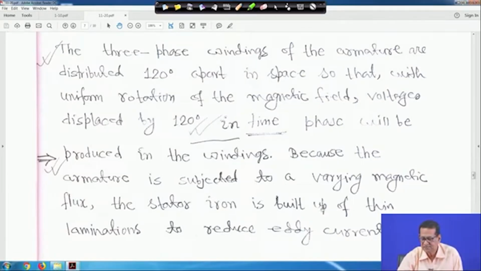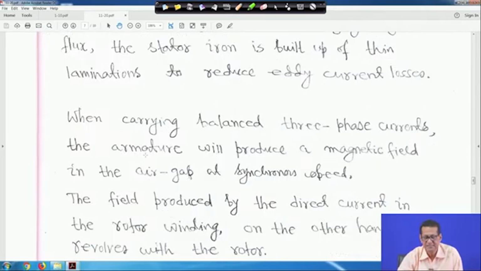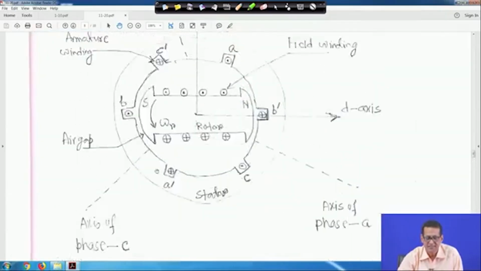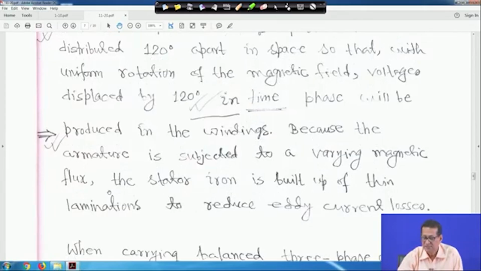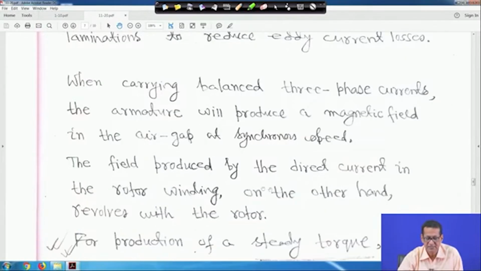The stator iron is built up of thin laminations to reduce eddy current losses. When carrying balanced 3-phase current, the armature will produce a magnetic field in the air gap, this is the air gap here, rotating at synchronous speed. The field produced by the direct current in the rotor winding, on the other hand, revolves with the rotor, right.